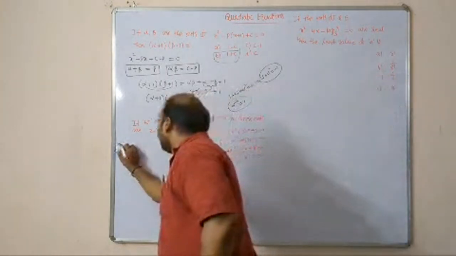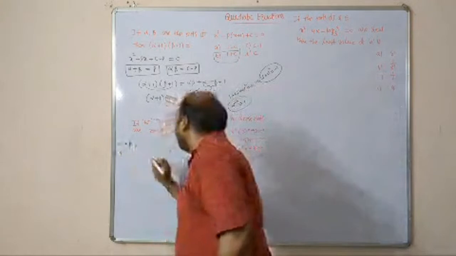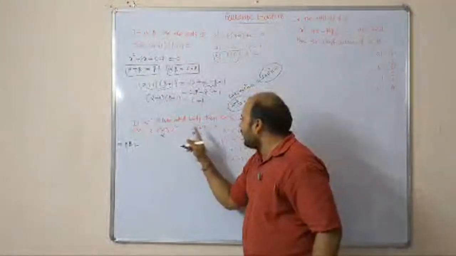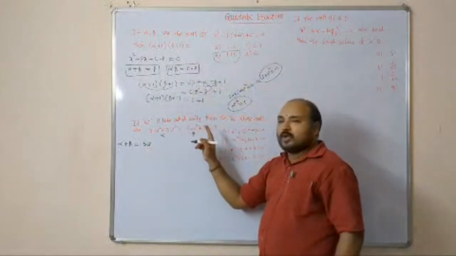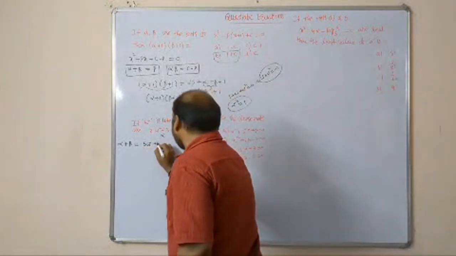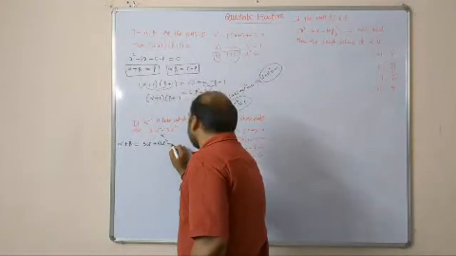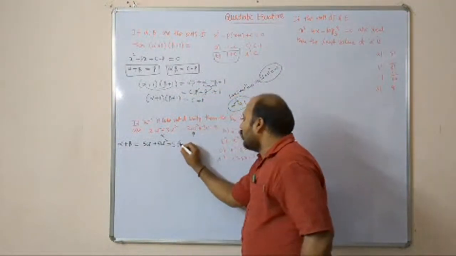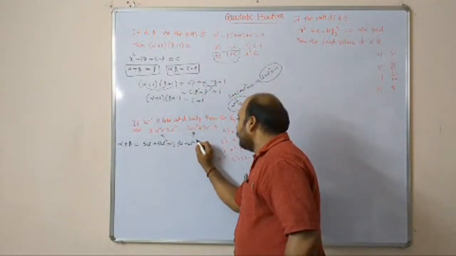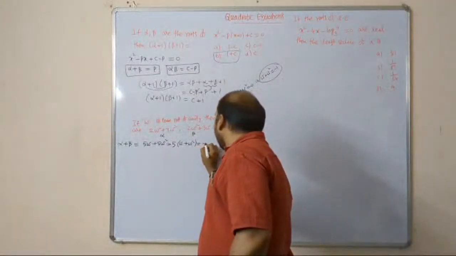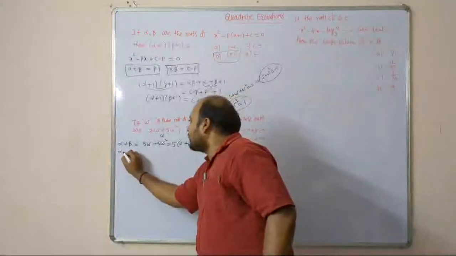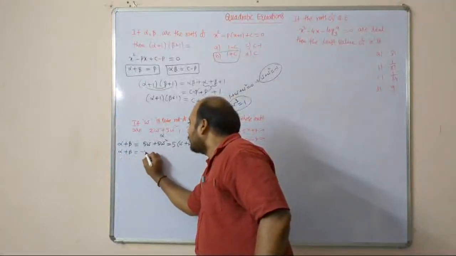So first I am calculating alpha plus beta by adding these two. 2 omega plus 3 omega, 5 omega. 3 omega square plus 2 omega square, 5 omega square. So from this, take 5 common: omega plus omega square. Omega plus omega square is what? Minus 1. So it will be minus 5. Alpha plus beta is equal to minus 5.